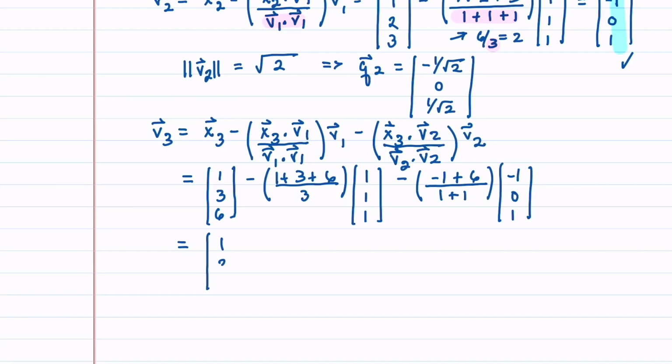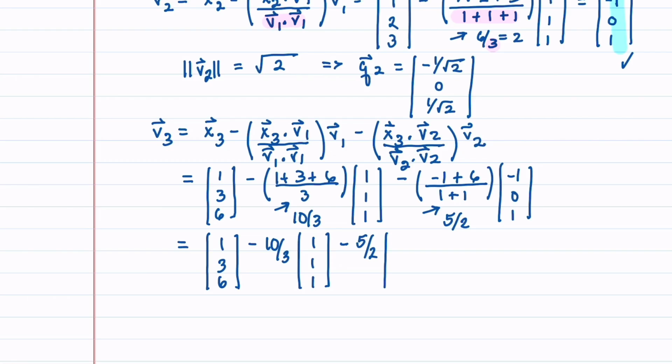This is 1, 3, 6. And then this is equal to 10 thirds. So we're going to have minus 10 thirds times 1, 1, 1. And then we're going to subtract. Let's see what this is. This is 5 halves. So we have minus 5 halves times our vector minus 1, 0, 1. A lot of fractions going on here.